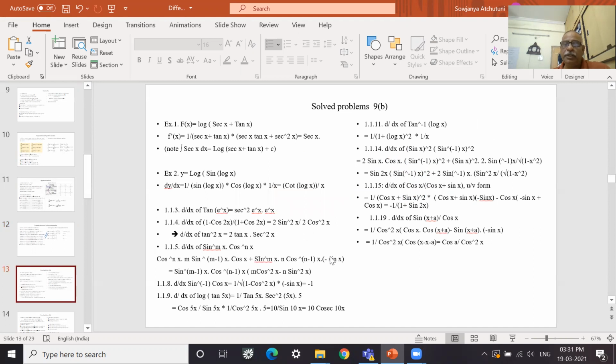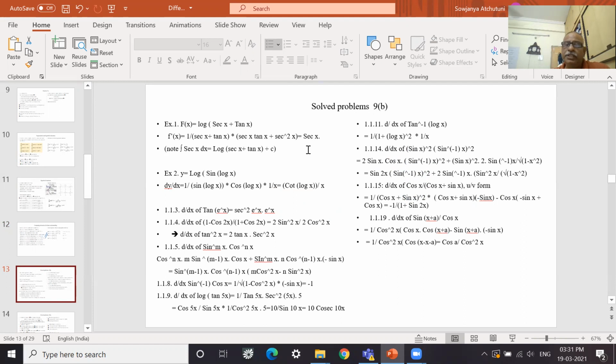Now, based on the trigonometric equations, we will do some exercises. Exercise 9.b. Suppose y is log of secant x plus tan x. So what is the differentiation? 1 by secant x plus tan x into, for secant x it is secant x tan x, plus tan x is secant square x. So this gets cancelled. Left out is secant x.